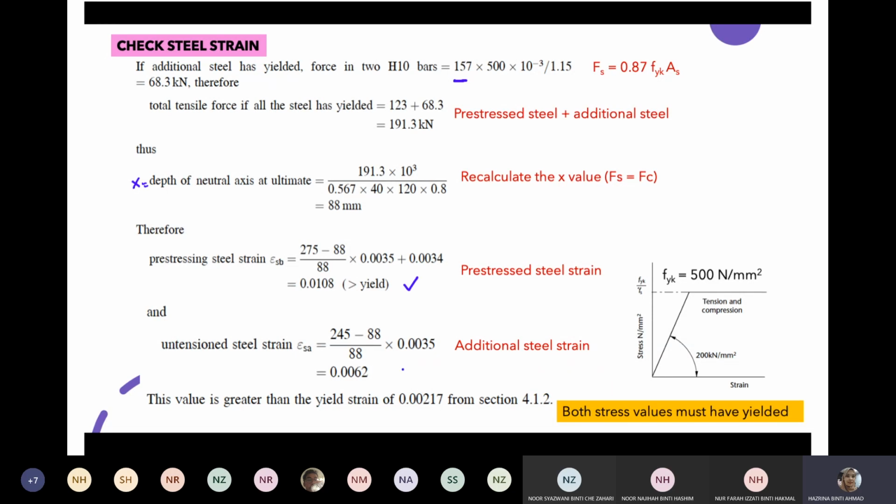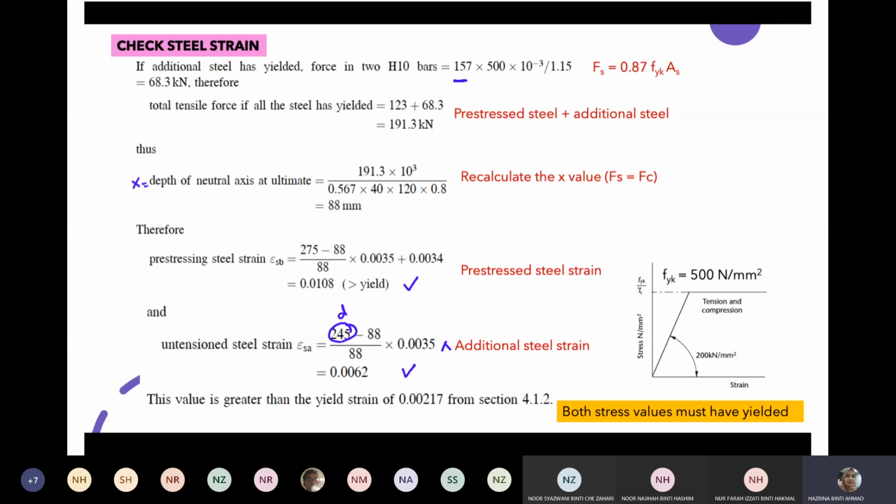Then the second one is for the untensioned steel strain. The difference here is only on the value of d. So here, this is the d value with the location of 2H10. Also you can see in the calculation for the untensioned steel strain, we do not have the initial pre-strain value. This initial pre-strain value is particularly for the pre-stressing steel only.